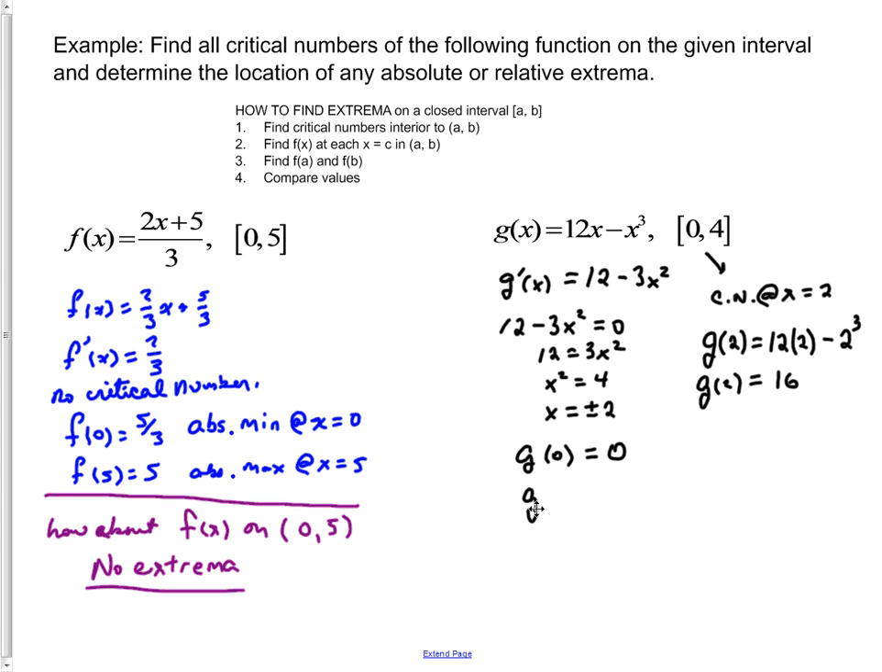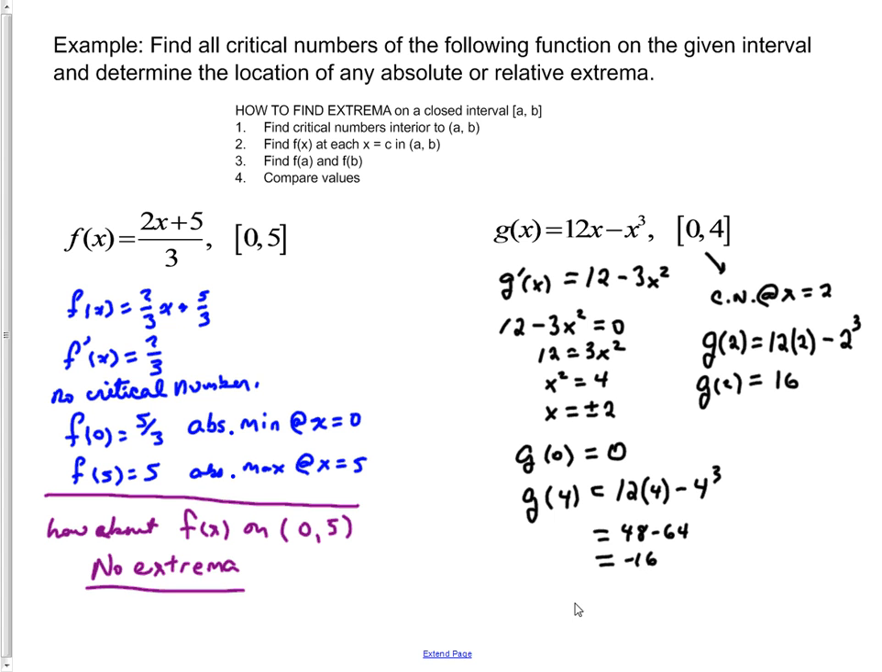How about g of 4? All right, well, let's take a look at g of 4. G of 4 is going to be 12 times 4 minus 4 cubed. It doesn't look like we're going to get a 0 here. That's going to be, let's see, 12 times 4, 48 minus 64. That's going to be negative 16.